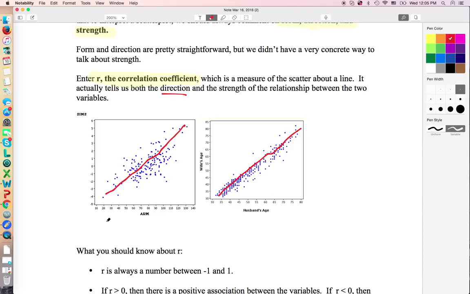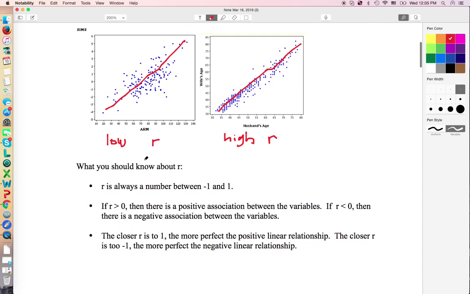So in this picture, we would say that there's a low correlation, so a low value of r, and we'll talk about how to determine those values in a minute. And in this picture, we would say there's a high value of r. So that shows you that we say that the correlation is strong when there's not a lot of scatter about the line, and we say that the correlation is not strong when there is a lot of scatter about the line. So let's look at some facts that you should know about r.